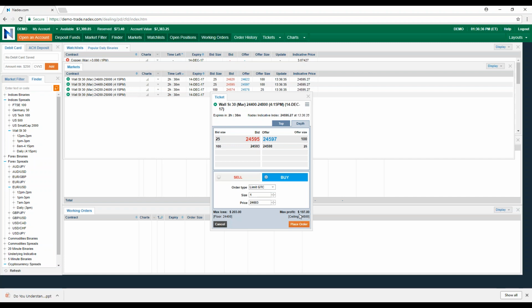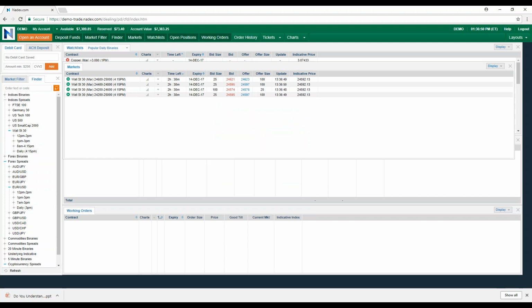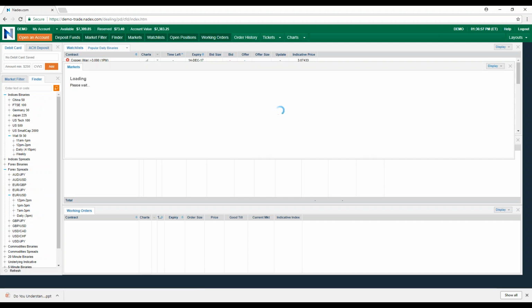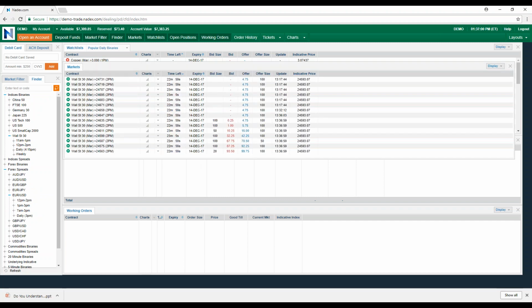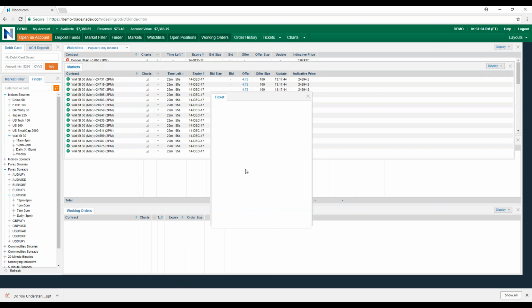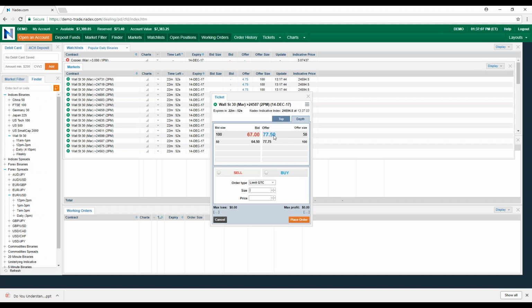When you're learning spreads and considering spreads, what you have to do for a minute is completely forget everything you know about binaries, because they work completely differently. If you're a binary trader and you come over here to the Wall Street 30 binaries, and you pull up this one right here, and you say, okay, I think the market's going long, I'm going to go ahead and buy this binary.